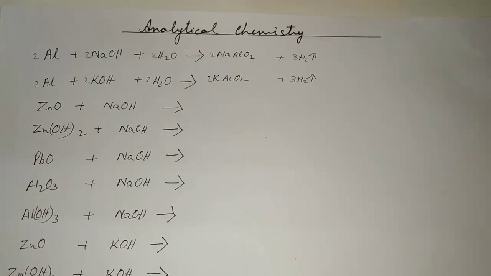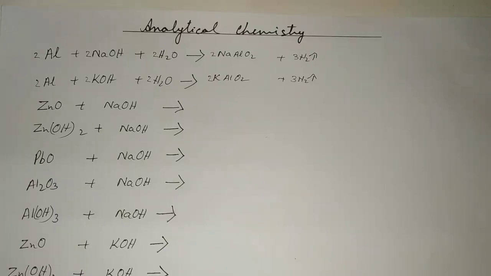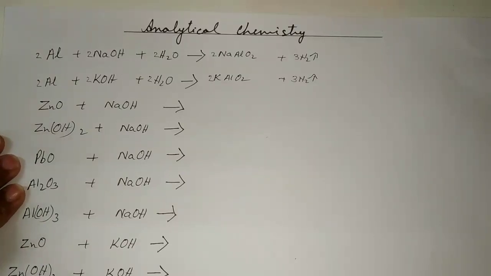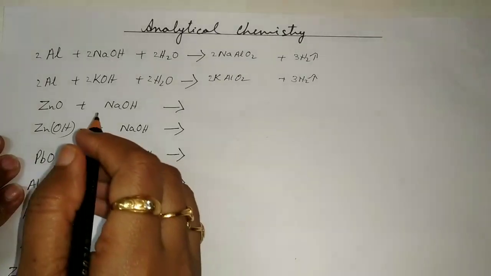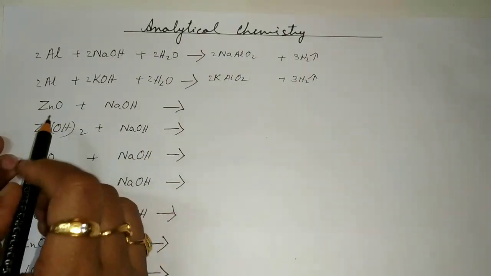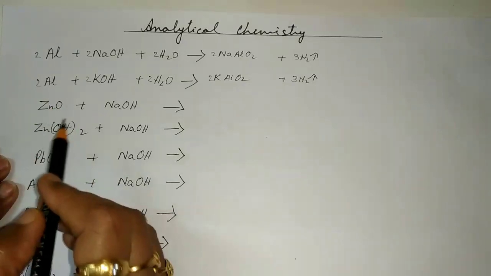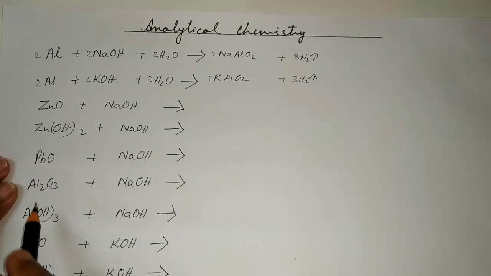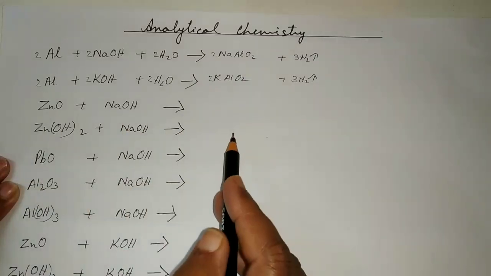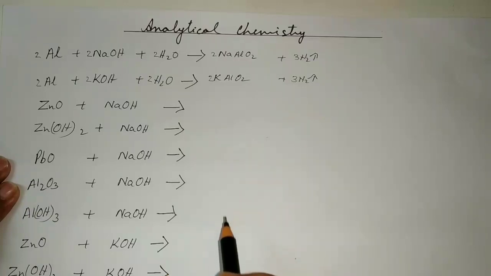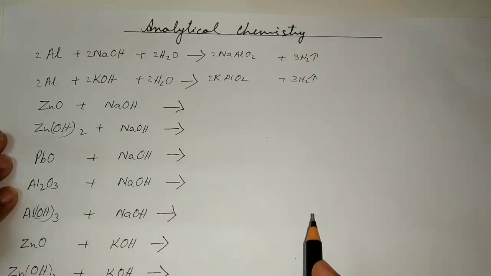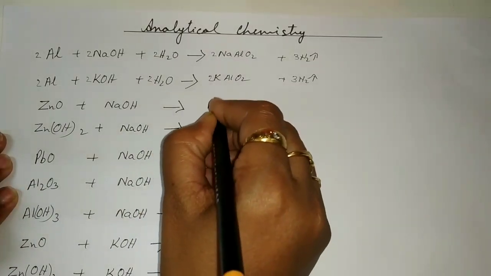As I told you, these metallic oxides are amphoteric oxides, which will react with a base to give you salt and water, and the base will be hot concentrated. Now we see the colors: zinc oxide is white, zinc hydroxide white, lead oxide yellow, aluminium oxide white. They will all change into colorless solutions because the salts formed are colorless, they are water soluble, and water is formed. So let's see the reaction. Zinc oxide with sodium hydroxide will give you sodium zincate.